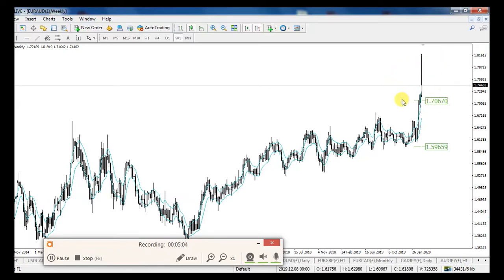So we do not know. We can only judge what's in front of us, and for now it is looking very bullish.